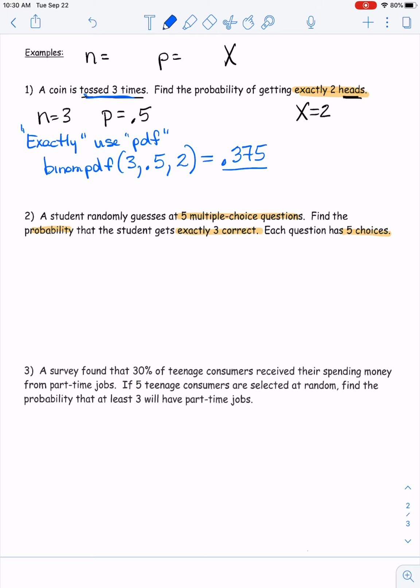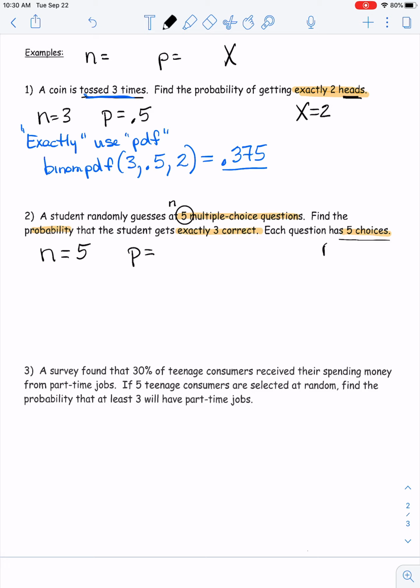Okay, so let's see what we know. We need to know N. So how many questions are there on our test? Well, that would be 5. That's right here. That's your N. Then P, well, each question has 5 choices.